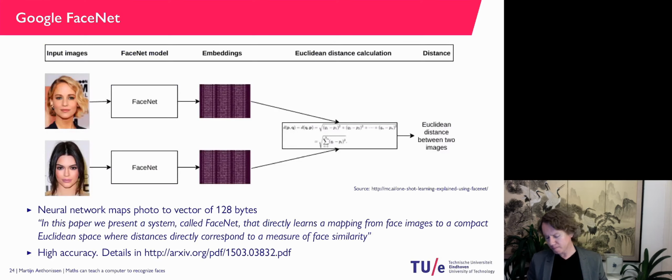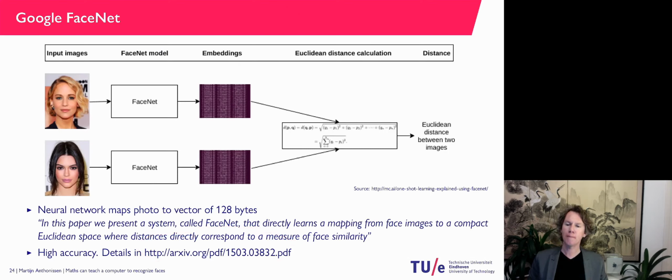So finally, how does it work in practice? Google FaceNet is one of the best algorithms we have for face recognition. The way it works, there is a paper, you can access it here. I put the link here and you can download it for free. It's open access.